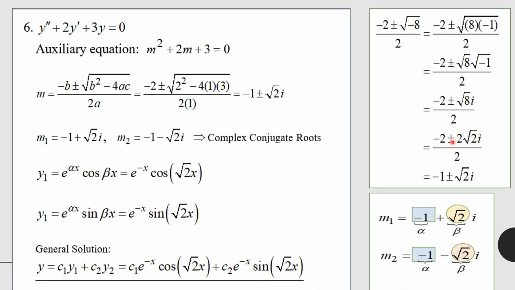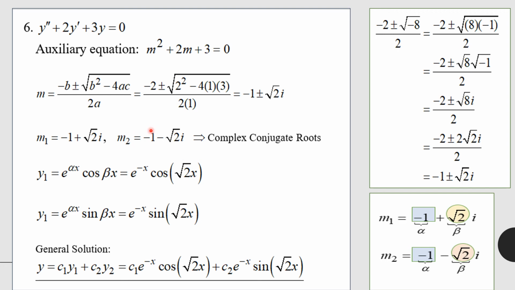So negative 2 plus or minus 2 square root of 2i divided by 2. After this, we take negative 2 divided by 2, which gives negative 1, plus or minus 2 square root of 2i divided by 2. So this number cancels, leaving plus or minus square root of 2i. So this is how I get this result. Now we get two answers. The first root is negative 1 plus square root of 2i, and the other root is negative 1 minus square root of 2i. So this is a complex root, and this will be its conjugate.